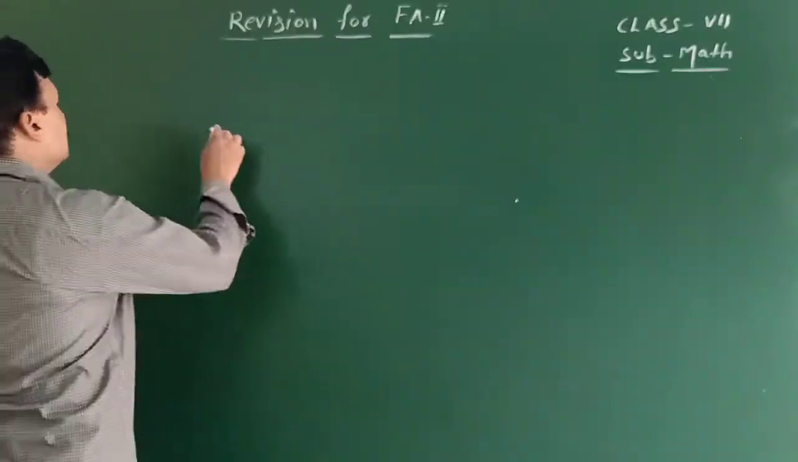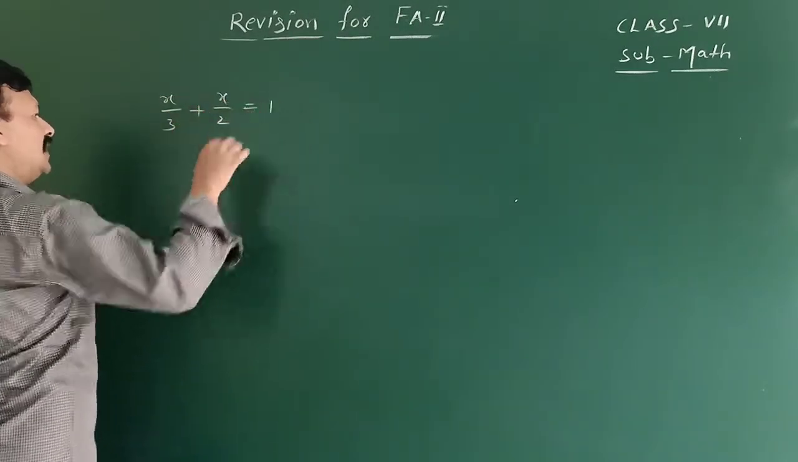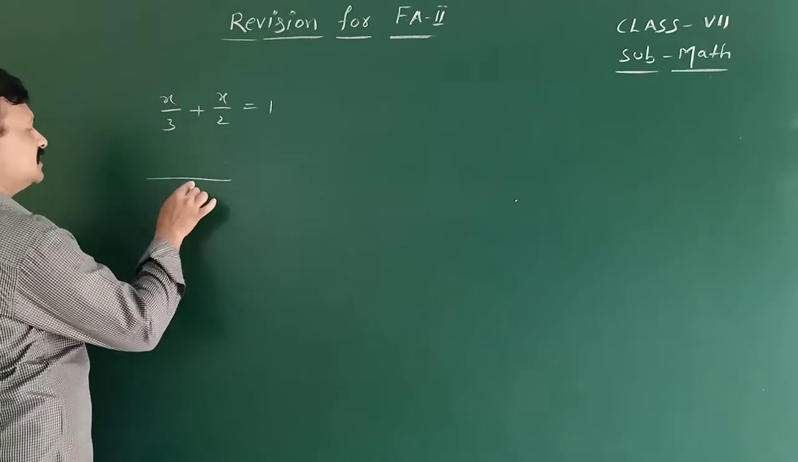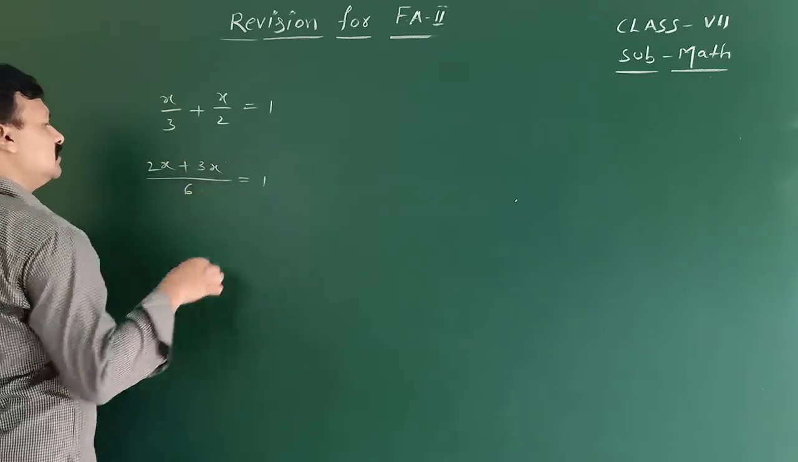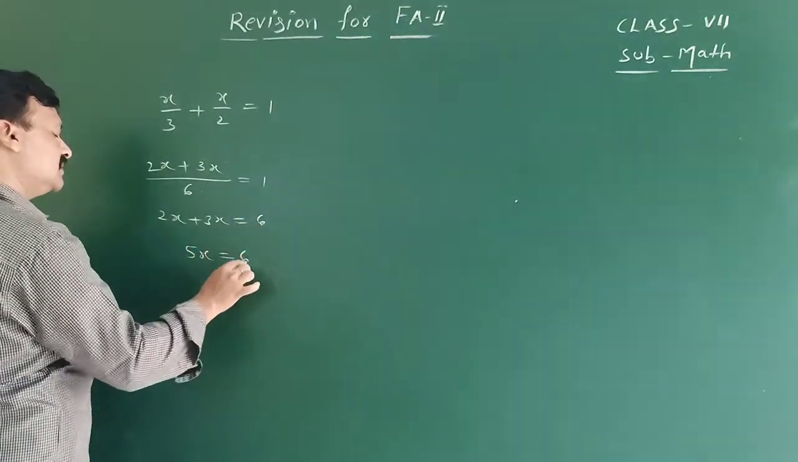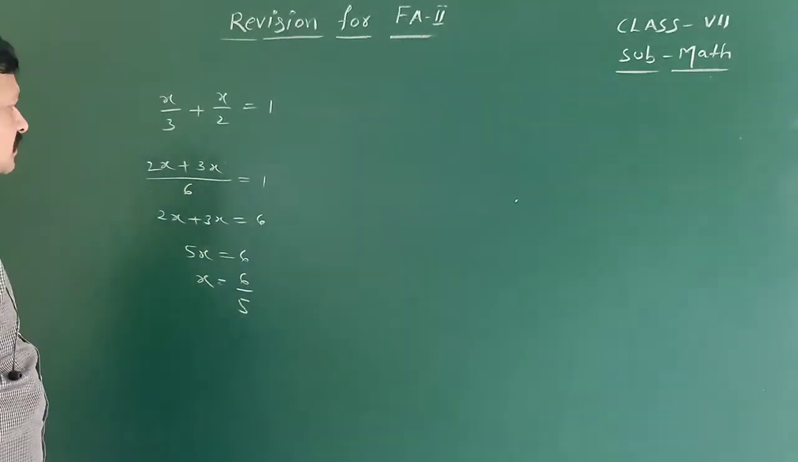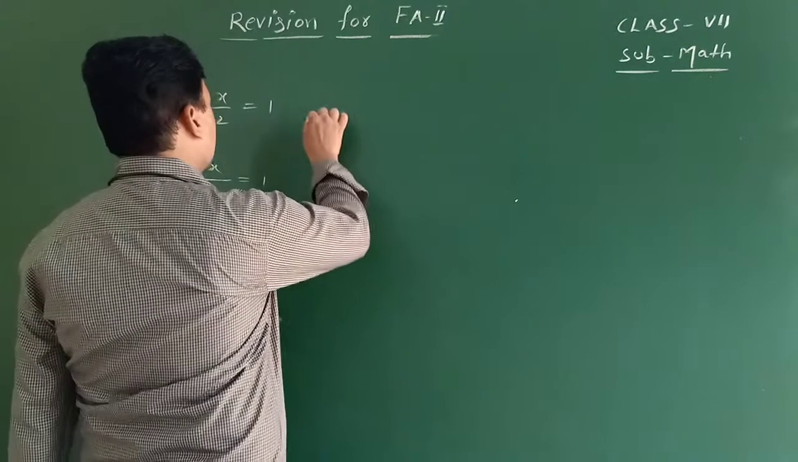Verbal means here x by 3 plus x by 2 equal to 1 is given. How to solve this one? Here LCM is 6. Here 2 into x plus 3 into x equal to 1. 2x plus 3x equal to 6 into 1 equal to 6. 5x equal to 6. X equal to 6 by 5. In this way, we can solve the given linear equation.